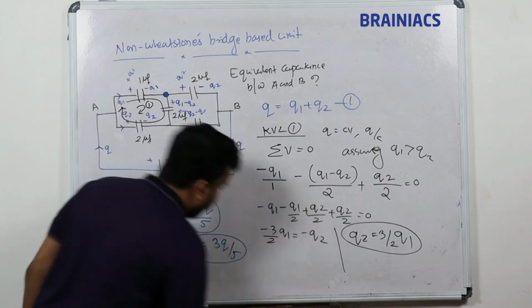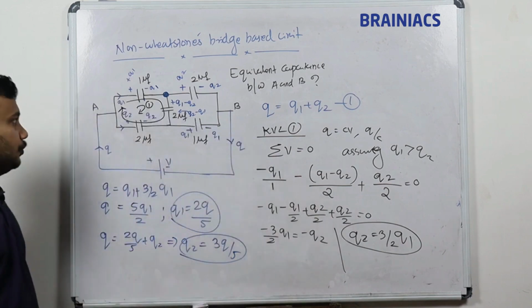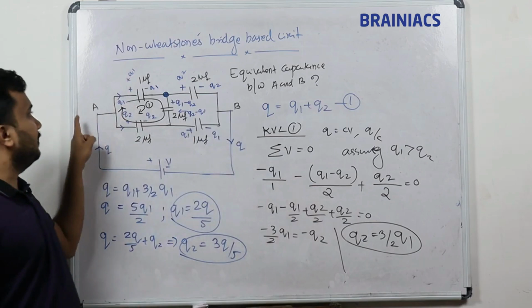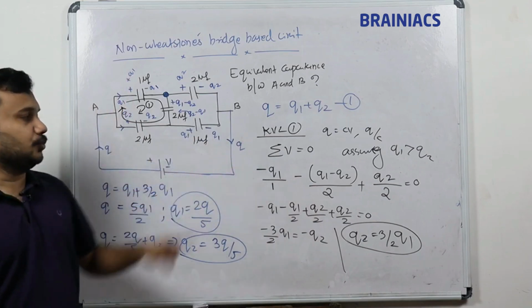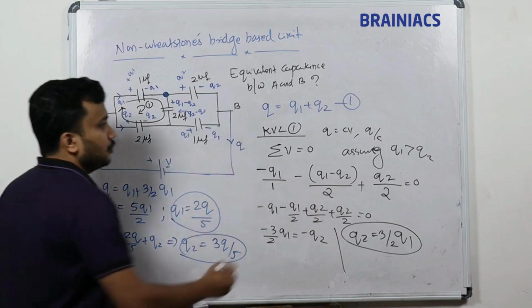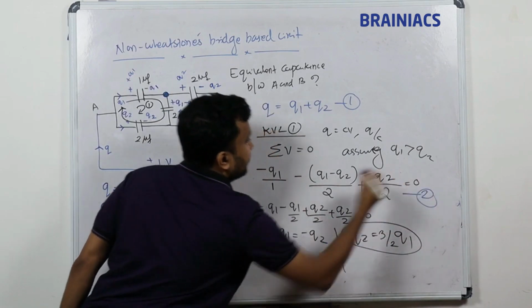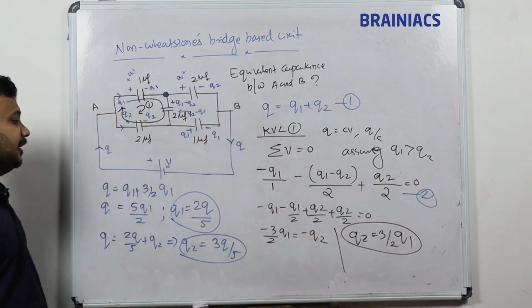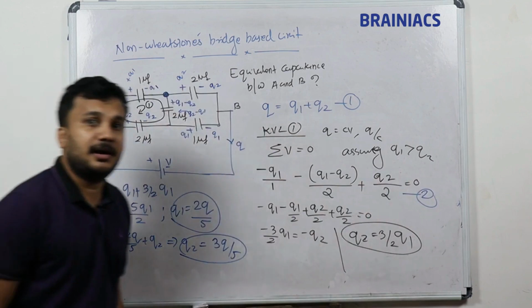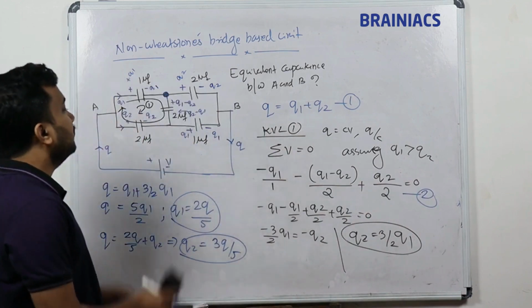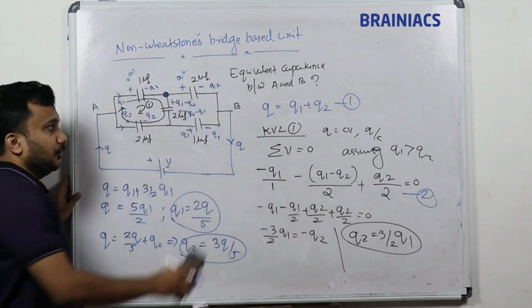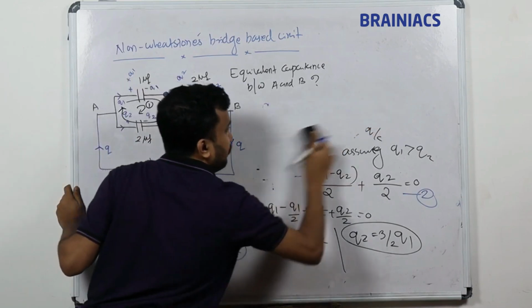Now we have got the values of Q1 and Q2 by applying KVL, and Q is equal to Q1 plus Q2. We know these two equations, so based on them we solve and find the values of Q1 and Q2. Now I have Q1 and Q2, so I am clearing the board. I need some more space.